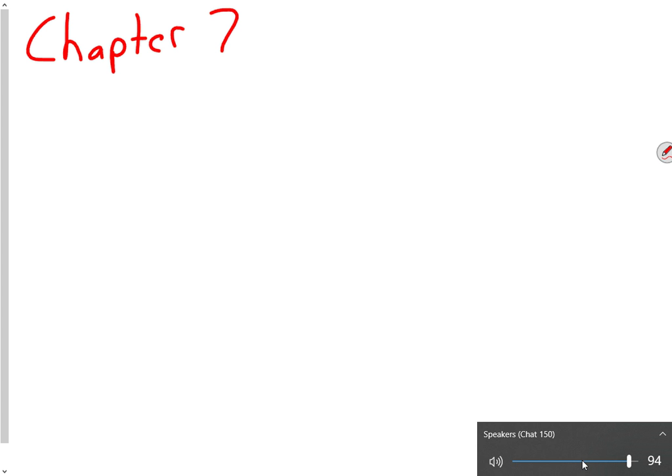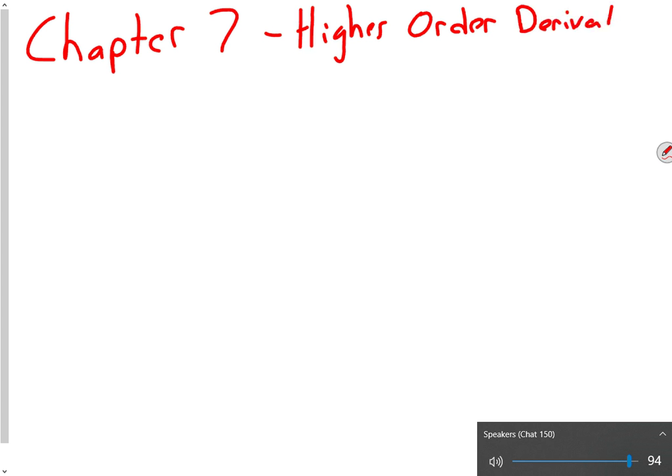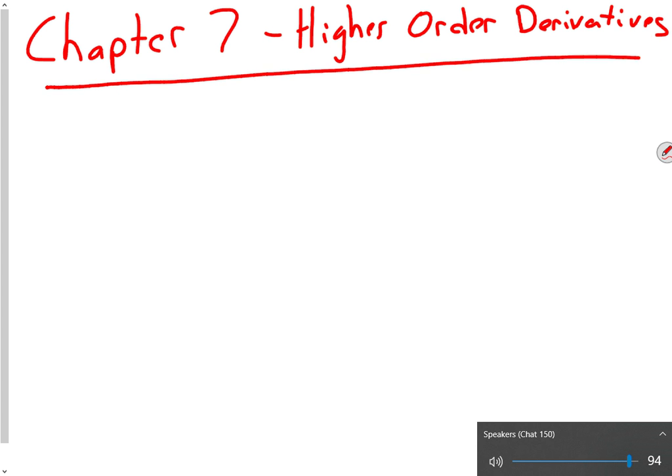Okay, so chapter 7. These are higher order derivatives. We're going to start looking at more complicated functions, not just polynomials and quadratics and quotients and stuff like that. We're going to be looking at things like logarithms, trigonometric functions, inverse trig functions, all that sort of stuff, and exponents.